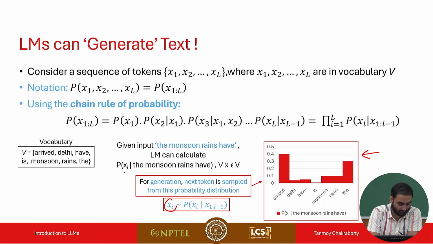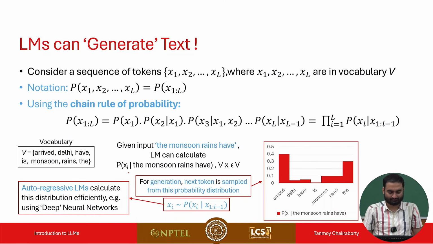So the next token can be arrived, the next token can be begun, the next token can be started. The next token can also be Delhi. And if the language model is good enough, it will say that the probability that the next token is arrived or started would be higher than the word Delhi, or let's say the word rain. "The monsoon rains have rains" doesn't make any sense. So we'll discuss more about this.